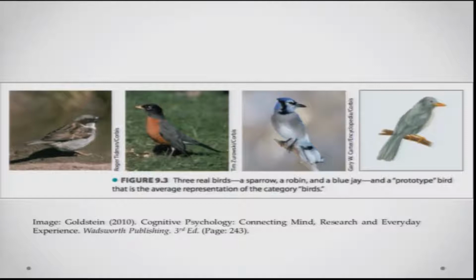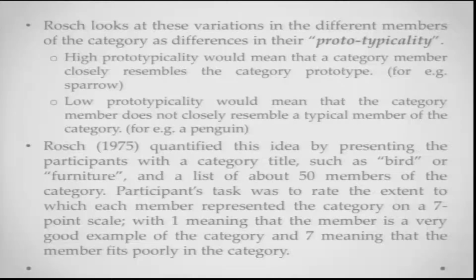So, you could do this with other birds that you might come across, and the one on the extreme right is basically the prototype. So, the prototype is that a bird should have a beak, it should have a tail, it should be able to fly. But there is also a bit of a problem with this. I will come to the problem in a bit, but let us explore this idea of prototypes a little bit more.